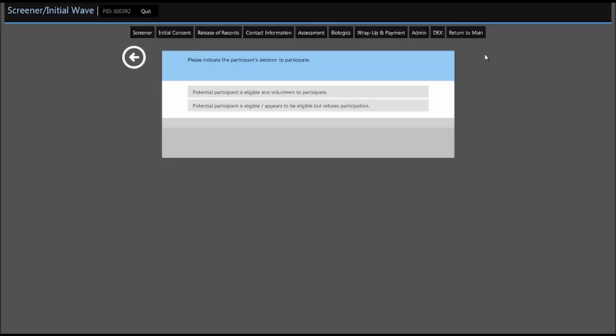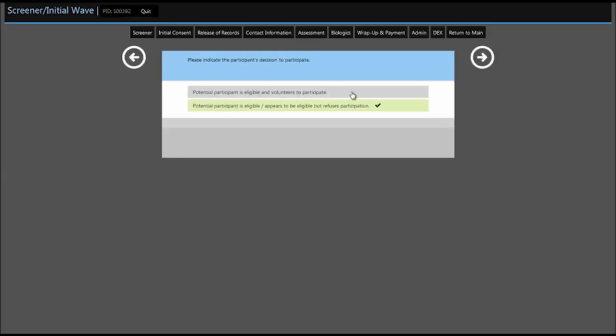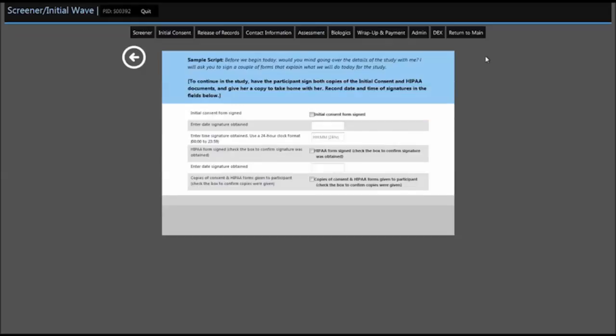And the decision page just asks you to indicate whether the person is eligible and volunteers to participate, or is eligible and now refuses to participate. Once you get to this page, you know that the person is eligible for the study. At this point, if the person refuses and you click on refuse, it takes you to a list of refusal reasons, which you can ask the person. If the person volunteers to participate, and we'll do that just to be able to move forward, it takes you to the consent page, which is the next section.